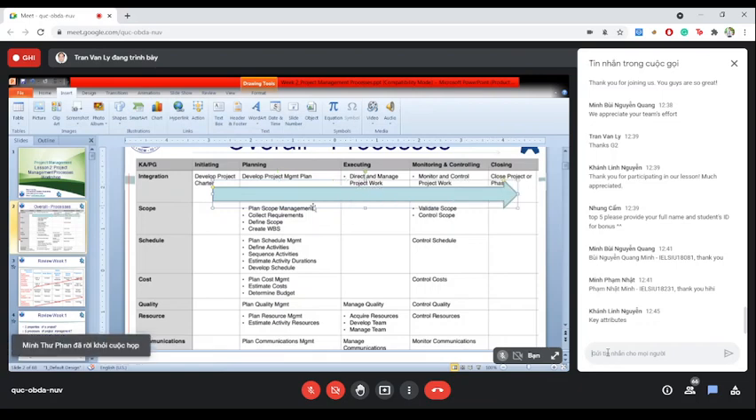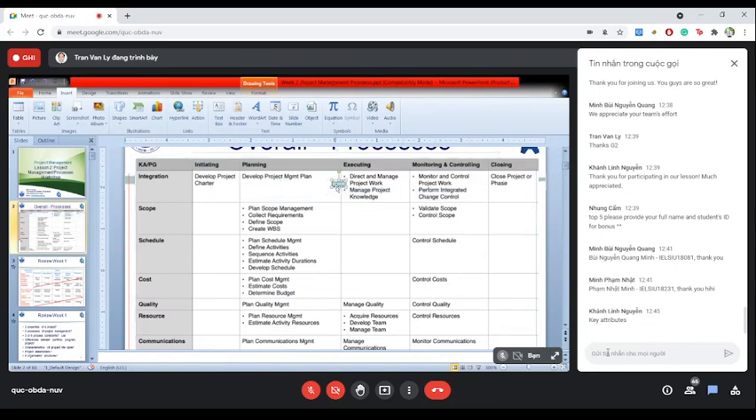Another thing, a scope. Like a scope, we define it. First of all, before that, we know the requirement. Define the scope and create the WBS. We will learn in detail in the WBS approach. For example, in monitoring, if we go to here, validate the scope. What does it mean?